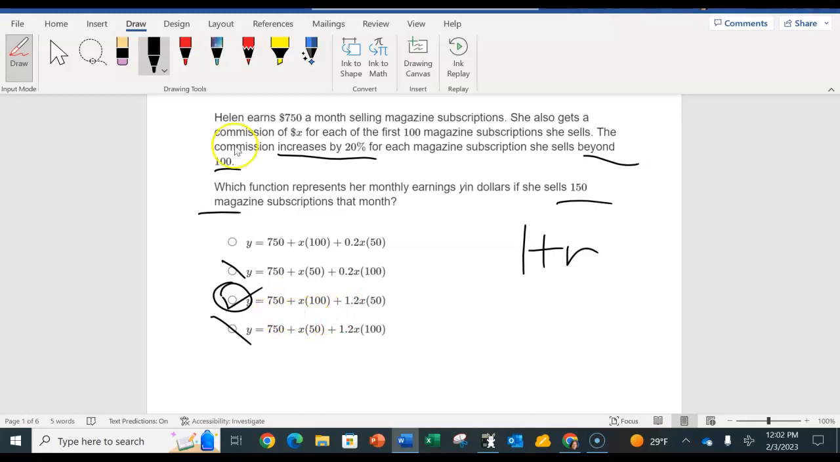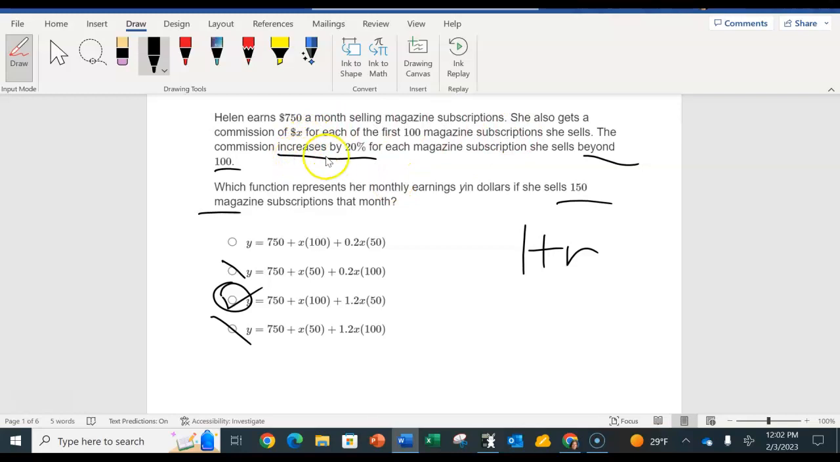So that one, you have to look at all the parts and just put it together. So the 750, that's the easy part. Okay, and then the X times the first 100 magazines, that should be pretty easy too. So that leaves you down to only 2 choices after that if you eliminate those 2.